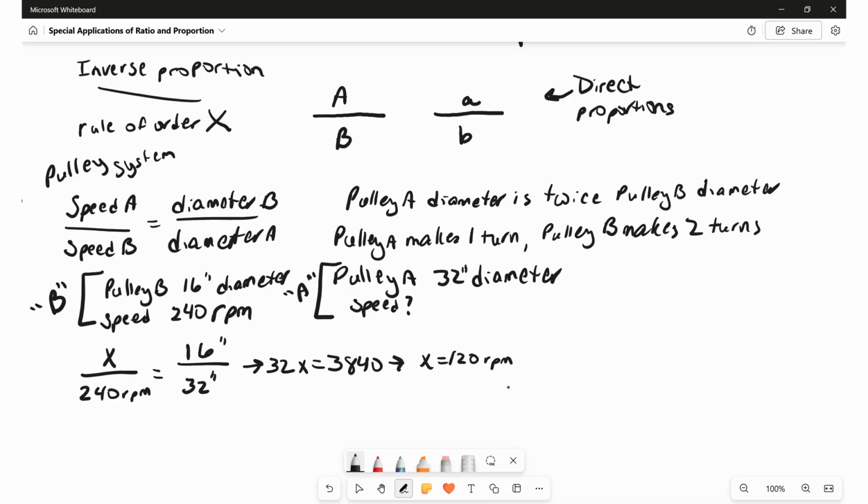Okay. So I know that this looks very much like a direct proportion, but if you notice, okay, this is our speed here for A. So if you notice, the size of pulley A is bigger, but the speed is slower. So that's kind of what makes this that inverse or indirect proportion.